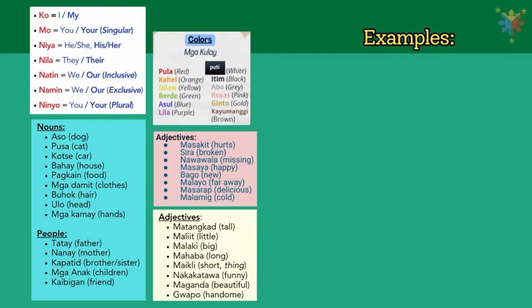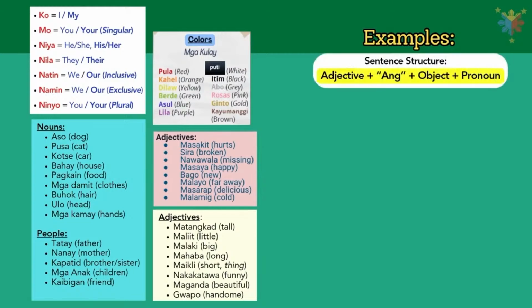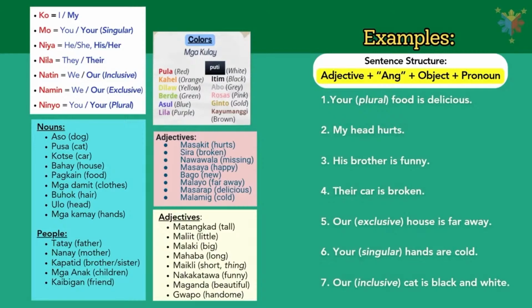All right, so that's a lot of vocabulary right there, which is great because then we can make a variety of sentences. Now here is the sentence structure for using these possessive pronouns. So first comes the adjective, then it's the word ang, which means is or are, then it's the object, and then it's the pronoun. So let's take a look at some examples. Number 1, your, plural, food is delicious.